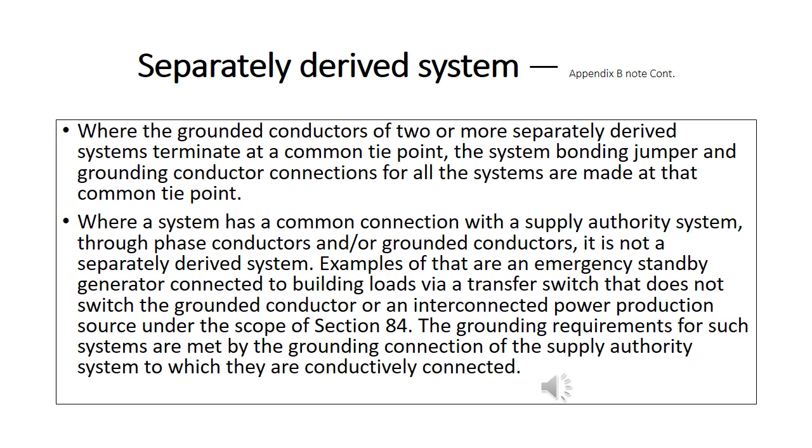Examples of that are an emergency standby generator connected to the building's load via a transfer switch that does not switch the grounded conductor, or an interconnected power production system under the scope of Section 84. The grounding requirements for such systems are met by the grounding connection of the supply authority system to which they are conductively connected.